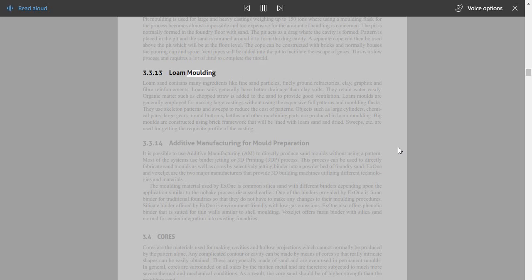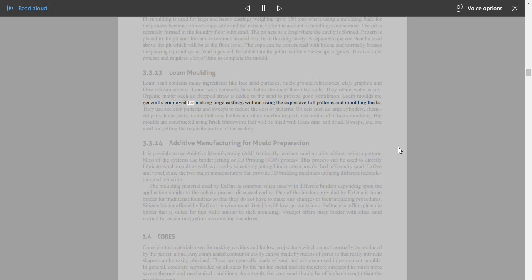3.13 Loam molding. Loam sand contains many ingredients like fine sand particles, finely ground refractories, clay, graphite, and fiber reinforcements. Loam soils generally have better drainage than clay soils. They retain water easily. Organic matter such as chopped straw is added to the sand to provide good ventilation.